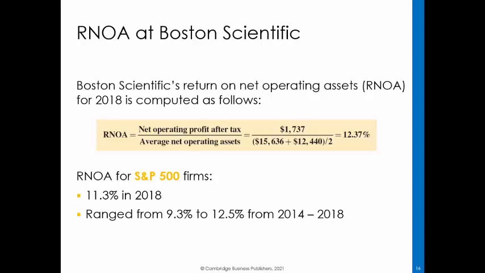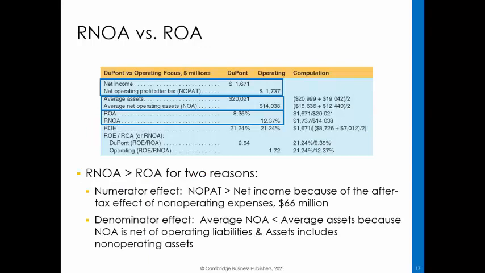The return on net operating assets for the S&P 500 has ranged from 9.3% to 12.5% over the period from 2014 to 2018. We can compare Boston Scientific's return on net operating assets with its ROA that we computed earlier. The return on net operating assets is higher, as shown on this slide, at 12.3% than the ROA at 8.35%. The numerator effect of RNOA focuses on NOPAT, which is $66 million higher than net income used in the DuPont ROA.